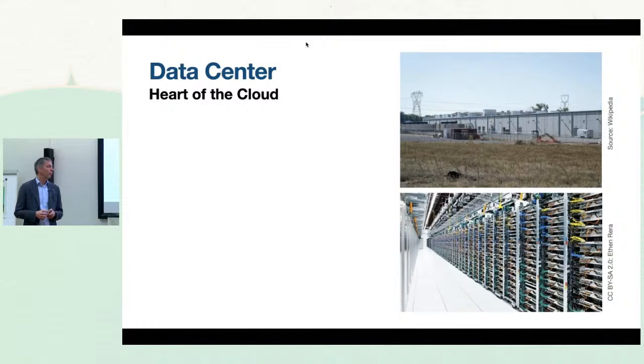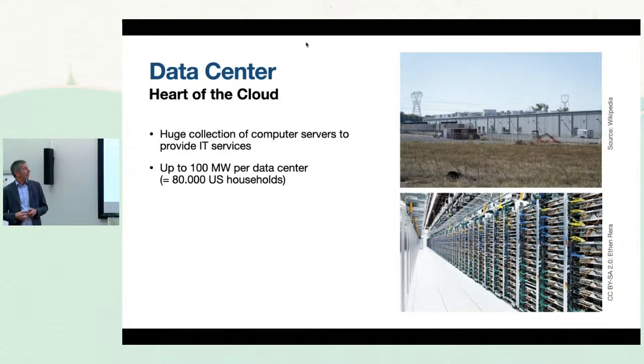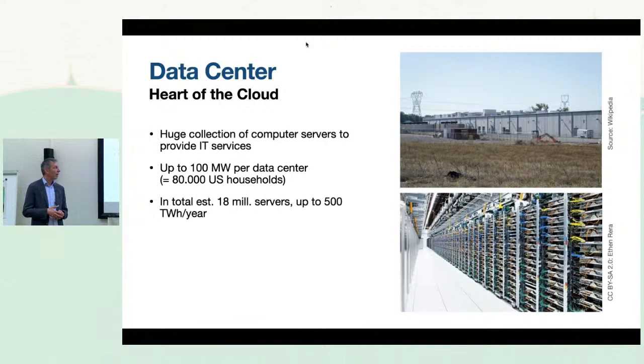If you look at the numbers, a data center is just a huge collection of computer servers providing IT services of different kinds. One of the biggest data centers, not a small one with just a few computers, uses up to 100 megawatts. That's sufficient to power 80,000 US households. The estimated total number of servers running in data centers all over the world is 18 million, and in sum they take up to 500 terawatt hours per year.